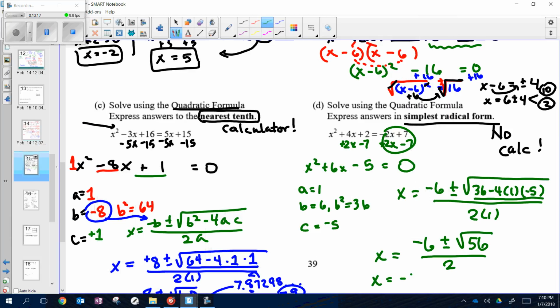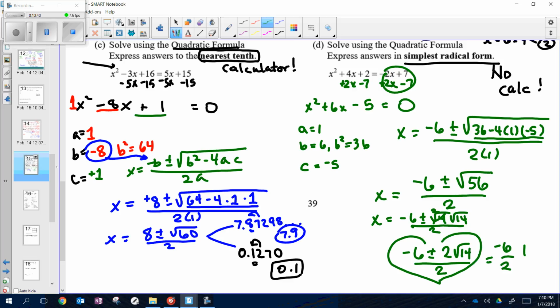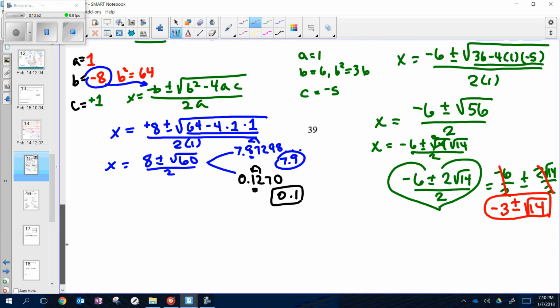So x equals negative 6 plus or minus the square root of 4 times the square root of 14, all over 2. I'm simplifying the radical. It is a 2 rad 14 all over 2. And then I'm simplifying the fractions, if you remember correctly. Negative 6 over 2 and 2 rad 14 over 2. So this one reduces to a negative 3. And this one is just radical 14. So there's my two answers in simplest radical form.